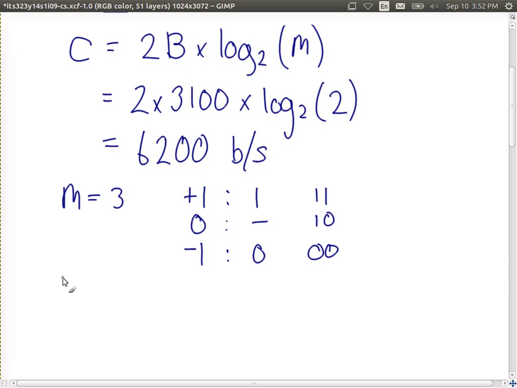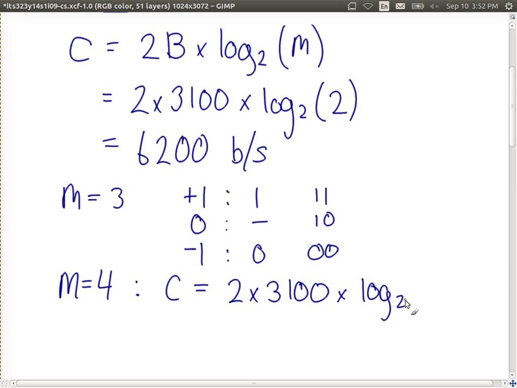Try M equal to 4. What's the capacity? Well, same bandwidth times log base 2 of 4. Log base 2 of 4 is 2, so it's double before. 6,200 × 2 = 12,400 bits per second. So, all right, we increased.